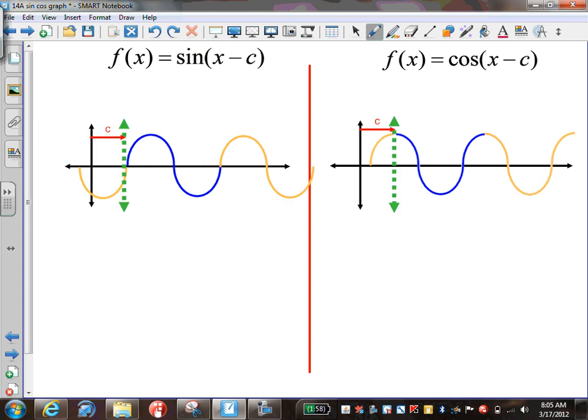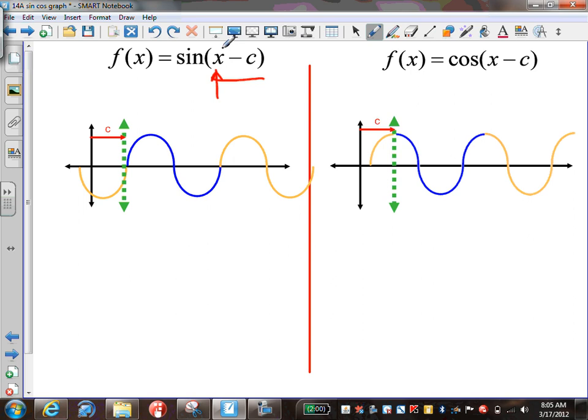All right, let's take a look here at the next slide. This is called phase shift, and this is horizontal displacement. Now notice, how do we recognize this? This is the value inside the parentheses. Notice the x has a coefficient of 1, because if it didn't, that would be the b value, and we have to get rid of that. And we'll see that here in the example.